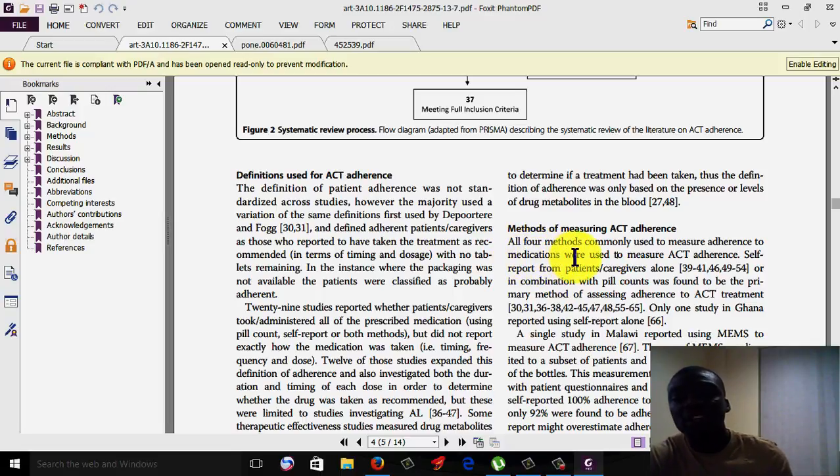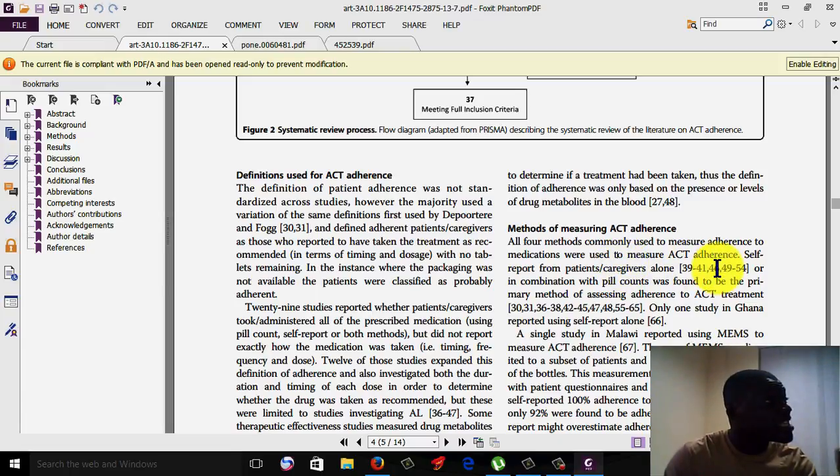Now, all four methods commonly used to measure adherence to medication were used to measure ACT adherence. So it means now he's telling us there are 4 methods. When we were coming here, we knew nothing about what method for measuring adherence. But just after reading our first paper, we realized there are 4 different methods for measuring adherence. If we had sat at the desk and wanted to measure adherence, at best we could ask people, do you take your medication? How often? Those are the things that could come into your head. Yeah, good.